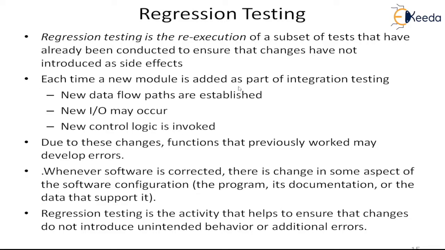Each time a new module is added as part of integration testing, new data flow paths are established, new I/O may occur, and new control logic is invoked. So many changes have happened. Due to these changes, functions that previously worked may develop errors. Whenever software is corrected, there is a change in some aspect of the software configuration, which is the program, the documentation, or the data that it supports. That is why you have to do the regression testing activity, which helps ensure that changes do not introduce unintended behavior or additional errors.